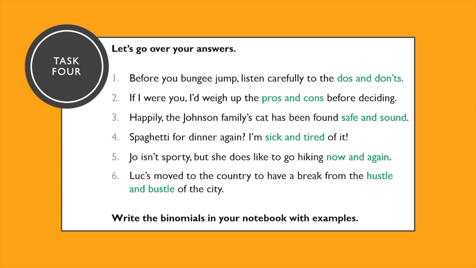Number 2, the binomial is pros and cons. So these are the advantages and disadvantages in a situation. Number 3 is safe and sound. So this binomial means that someone or something is completely safe and free from harm.